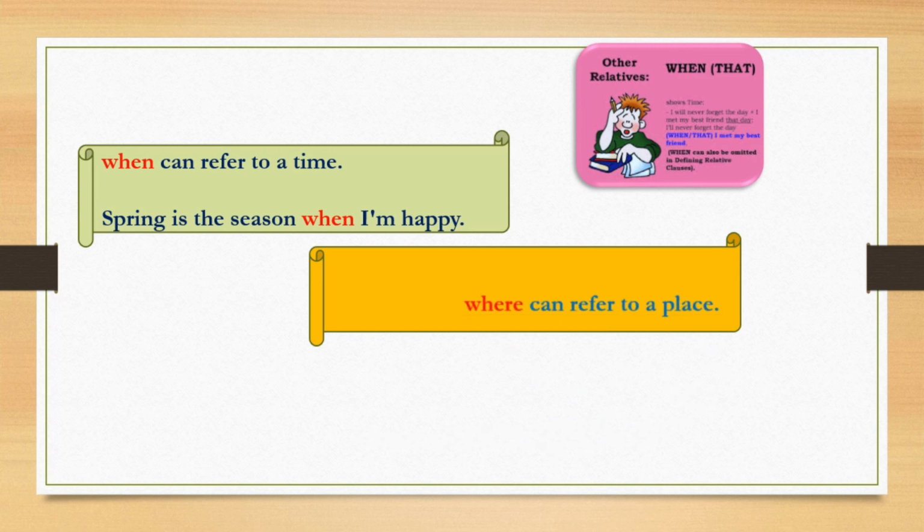We can use also where to refer to a place. Example: that's the school where I studied.